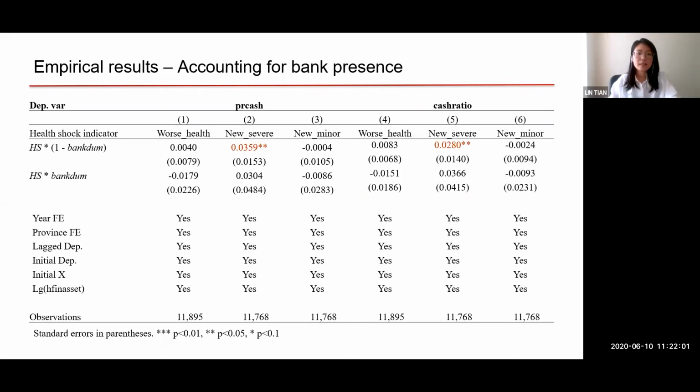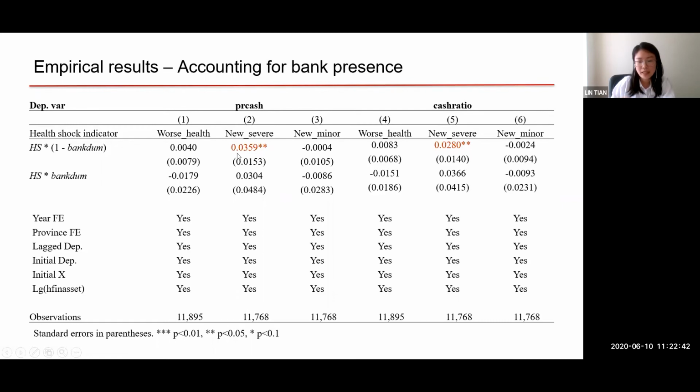Remember that our third hypothesis is that if you live in a village without bank, then the relationship between health shock and cash holding will be stronger. So in this table, we estimate the marginal effects of health shock for those who live in a village without bank, which is reported in the first row. And we also report the marginal effects for people who live in a village with bank, which is reported in the second row.